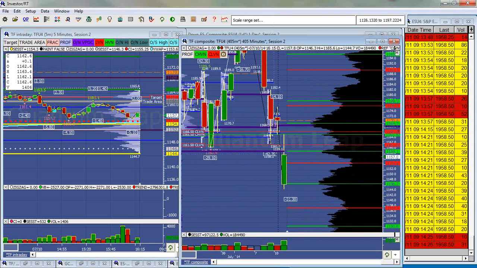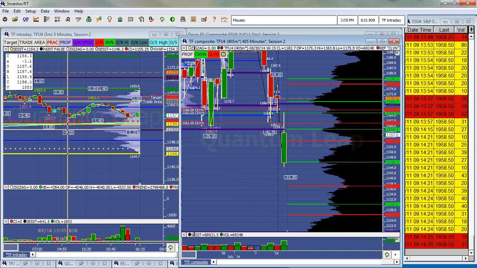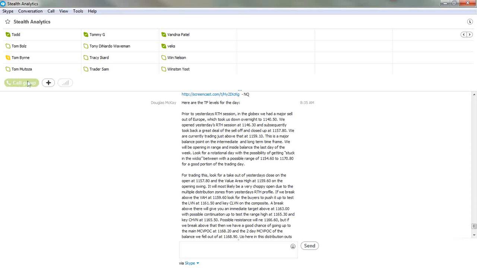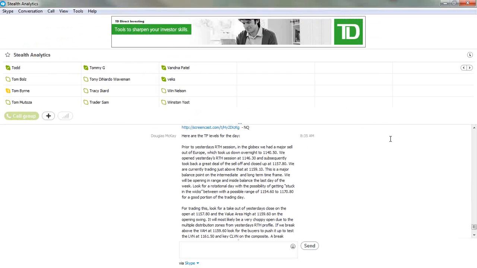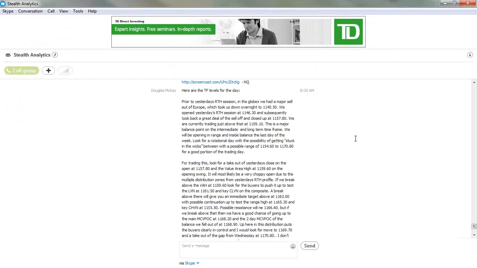Here's kind of a similar thing. The only thing different with the Russell is we have no chance, in my mind, that we're going to be able to get back to the open. So I'm just going to read this out.